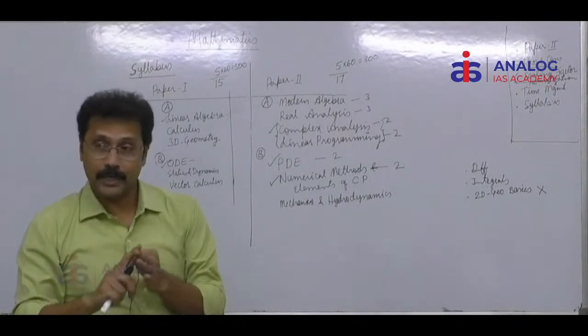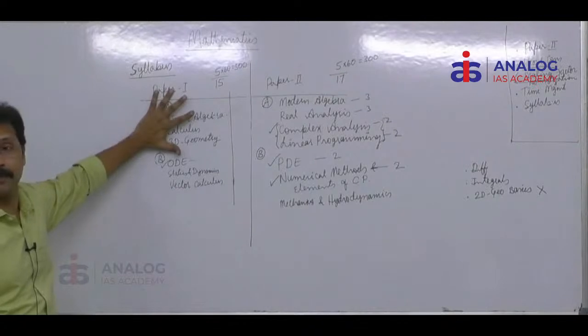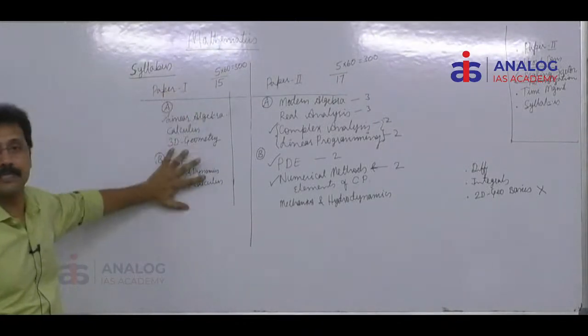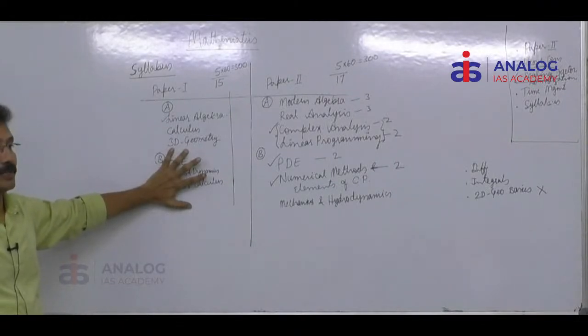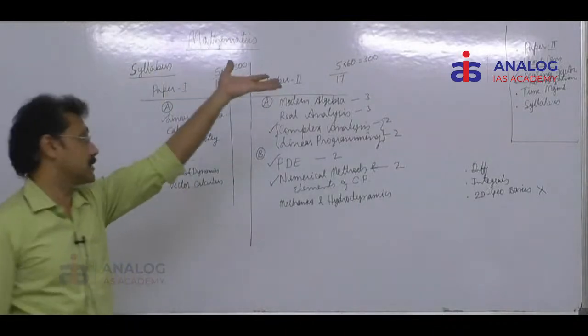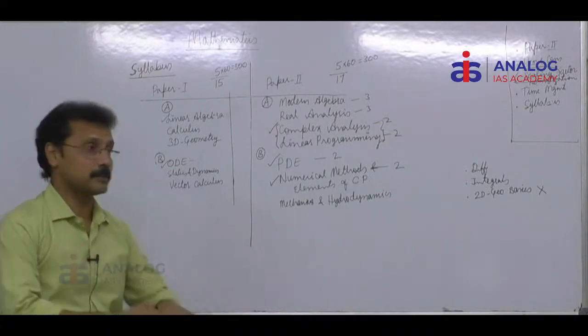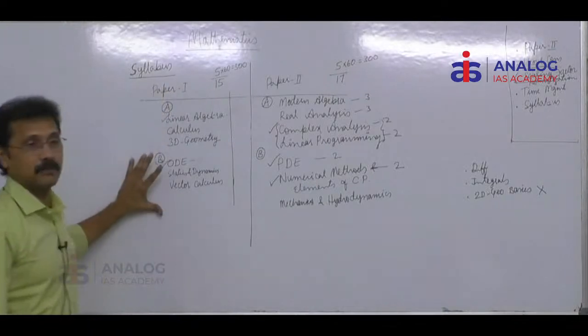The change that happened in 2001 was they divided the entire paper into 2 sections. This sectional approach was there for other optional subjects like public administration, sociology or anthropology. For all other humanities, there used to be sections at that point of time also. So in 2001, mathematics was also brought into the sections approach. So section A was given, section B was given.